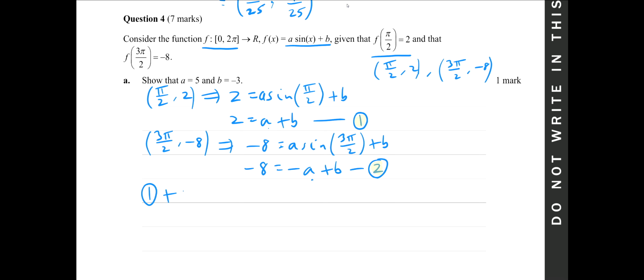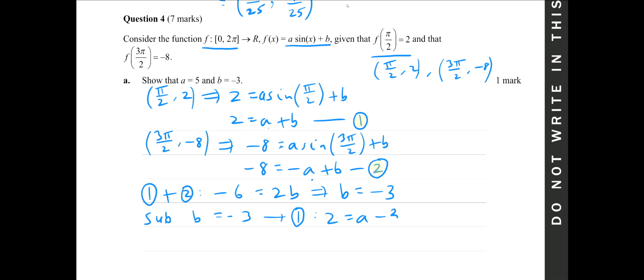So 1 plus 2: 2 plus negative 8 is negative 6, a plus negative a is of course gone, and b plus b is 2b. So this implies, of course, that b is equal to negative 3. And now, subbing b equals negative 3 into equation 1, that's probably the easier one, we will have 2 equals a minus 3, which gives us a is equal to 5.